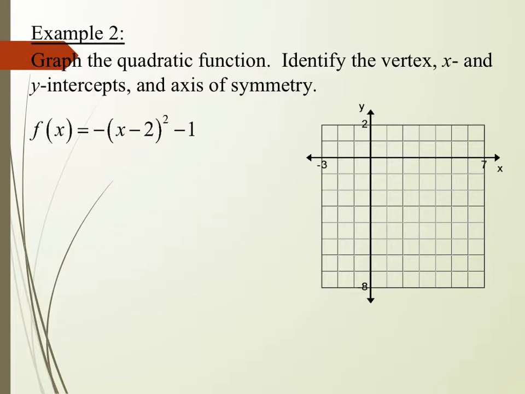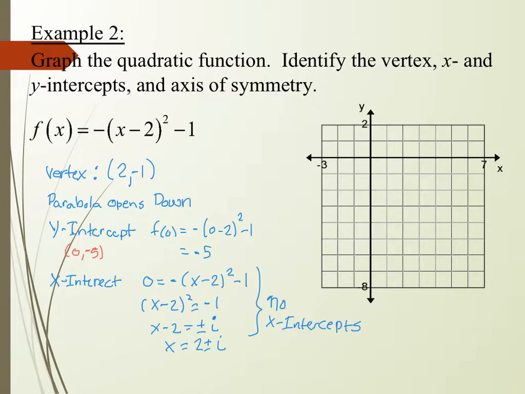So I'd like you to do this problem, example 2. Again, f of x is equal to negative x minus 2 squared minus 1. So pause the video and find the vertex and x and y intercepts, and then the axis of symmetry and graph. So after you've paused this, now you can look at what we did.